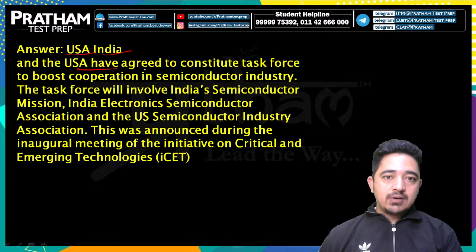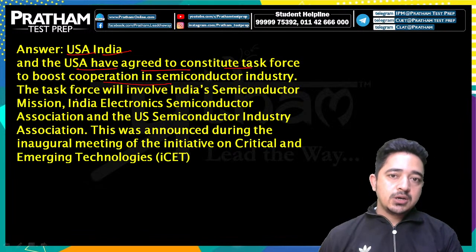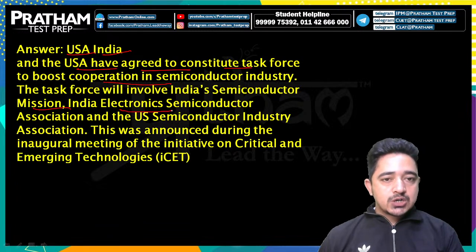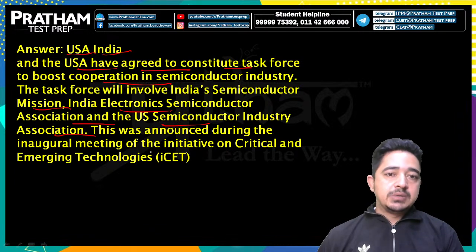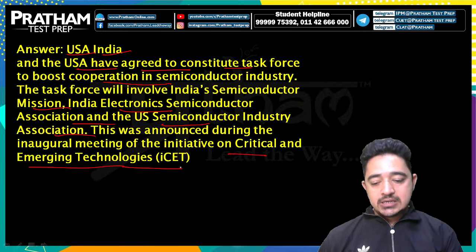India and USA have agreed to constitute a task force to boost cooperation in the semiconductor industry, and the task force will involve India's Semiconductor Mission, India's Electronic Semiconductor Association and the US Semiconductor Industry Association. This was announced during the inaugural meeting of the Initiative on Critical and Emerging Technology, iCET.